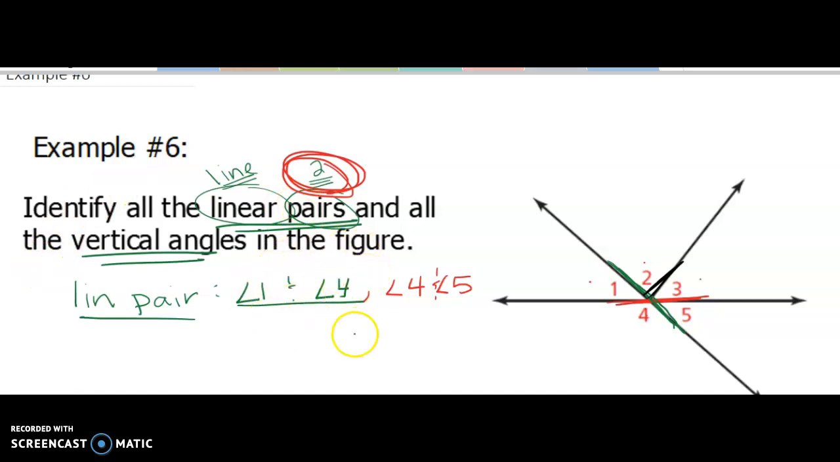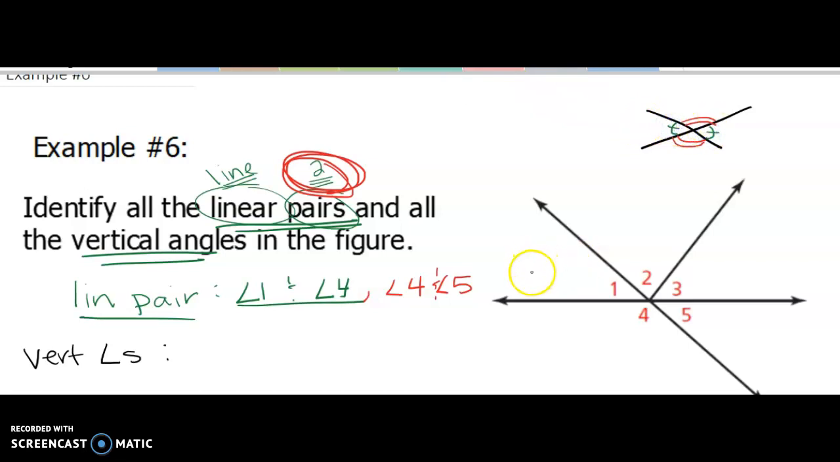All right, now let's look at vertical angles. Okay, vertical angles are two angles opposite of each other when lines are crossed. So if two lines are crossed, this and this would be vertical angles. And then here and here would be vertical angles.